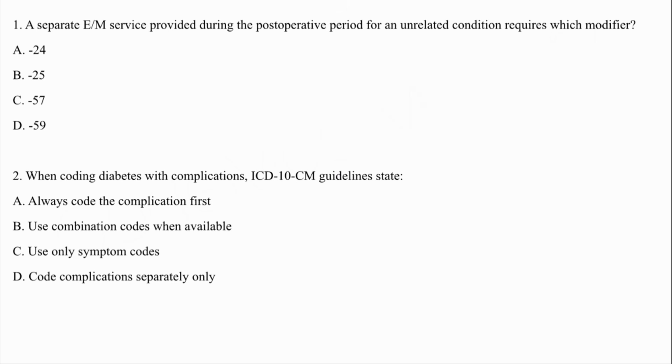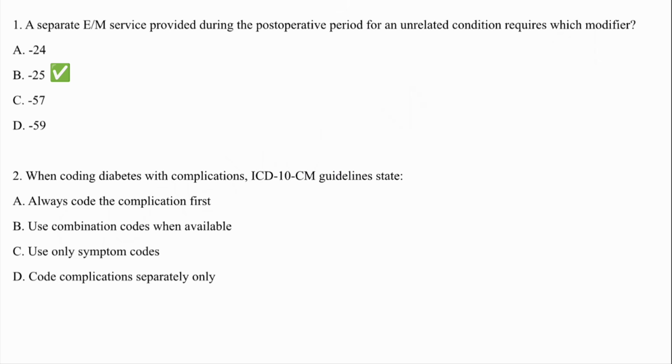The right answer is modifier 25. Modifier 25 is used when a significant, separately identifiable E&M service is performed on the same day as another procedure, even during the global period, as long as it is unrelated to the procedure. Modifier 24 is for unrelated E&M service during the post-operative period. Modifier 57 is for decision for surgery. Modifier 59 is for distinct procedural service. The right answer is option B.